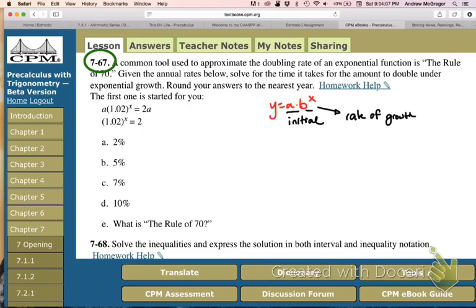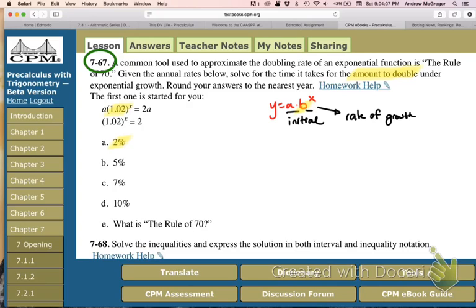Now this is a little bit different because it says given the annual rates below, solve for the time it takes for the amount to double under exponential growth. Bring your answers to the nearest year. So you see in this example, our interest rate is 1.02, which is the same as this. And that's our b, or our rate of growth.